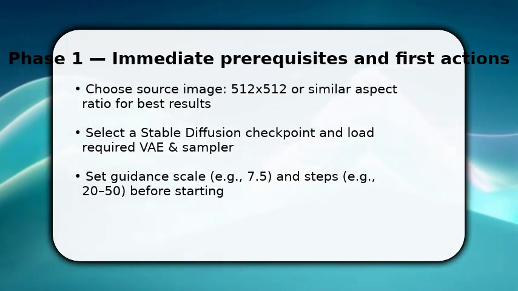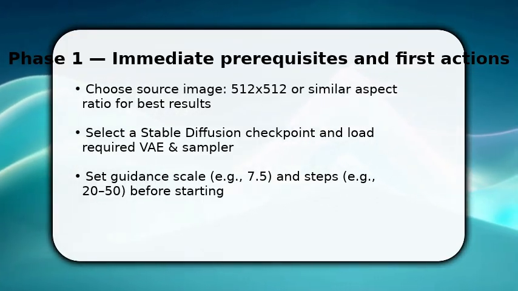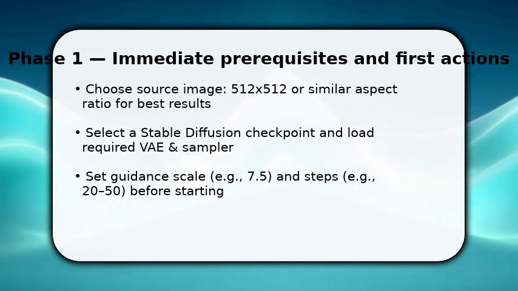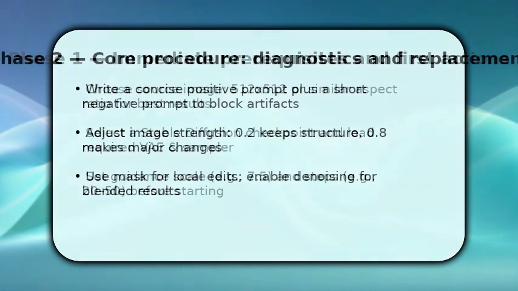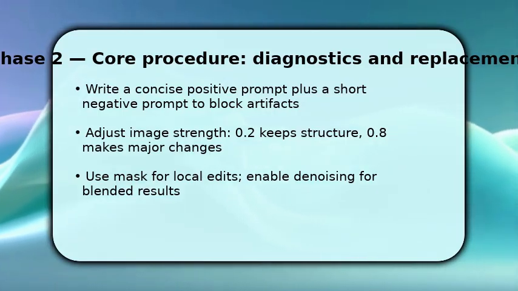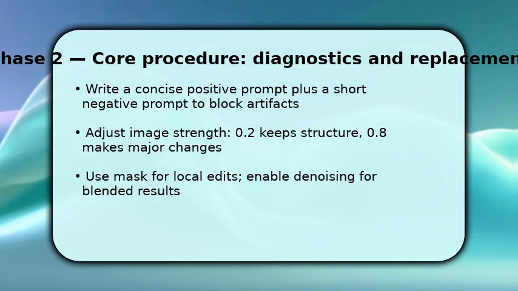Once done, import the source as the image-to-image input and set strength. Make sure to keep strength between 0.2 and 0.8 to balance preservation versus change. You now craft the prompts. State the desired style, details, and mood, then add a short negative prompt to exclude unwanted elements.